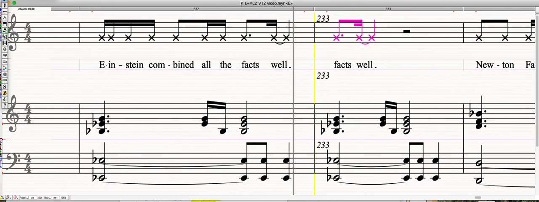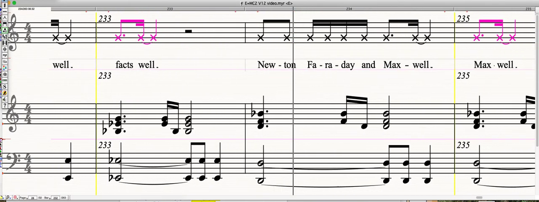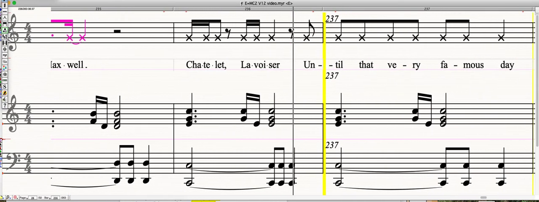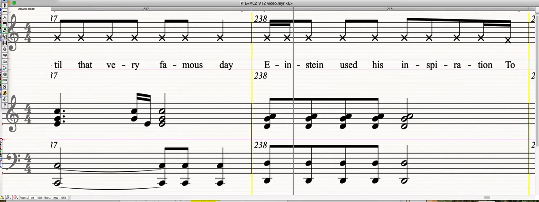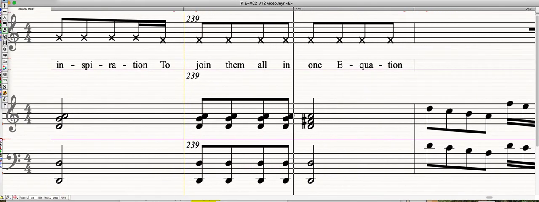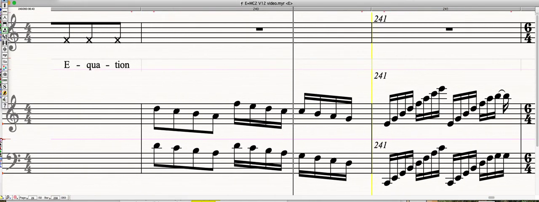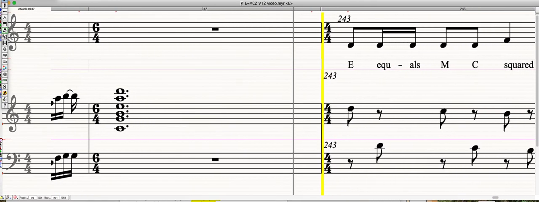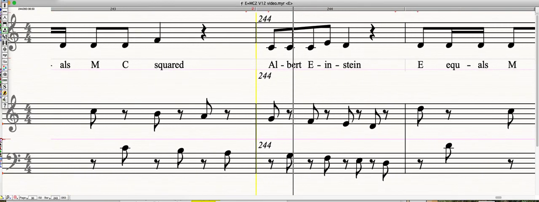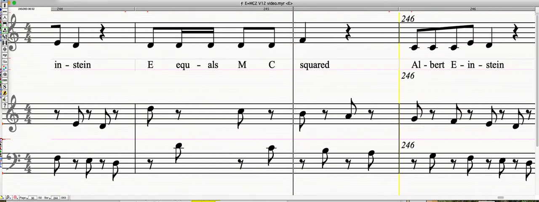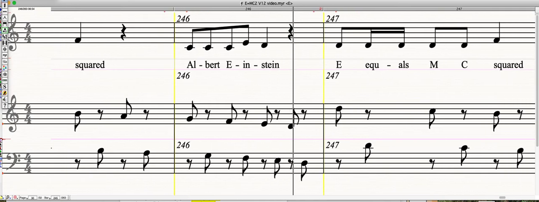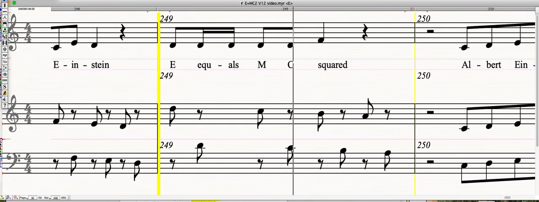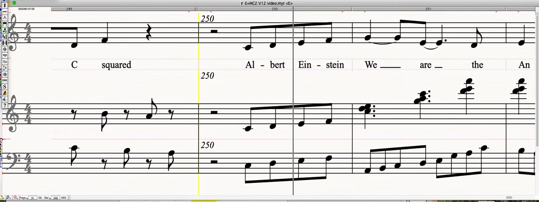Einstein, Maxwell, Newton, Faraday, Châtelet, what was it? Until that very famous day, Einstein used his inspiration to join them all in one equation. E equals MC squared, Albert Einstein.